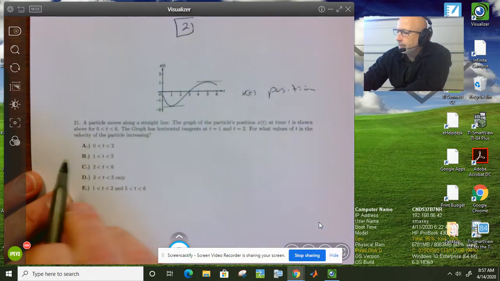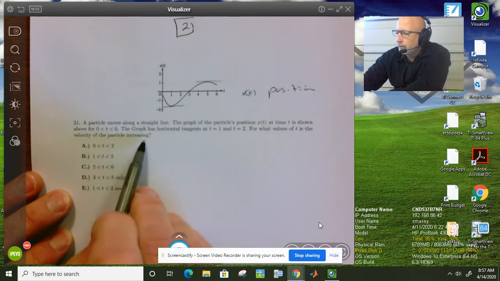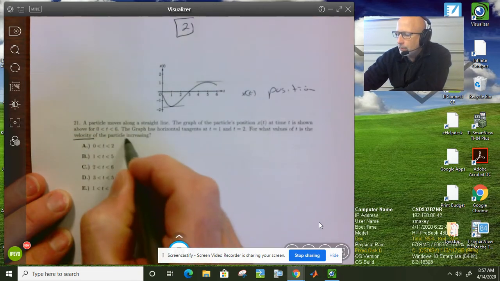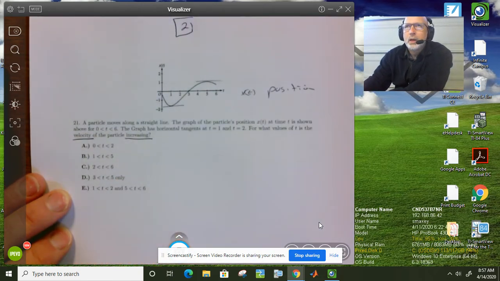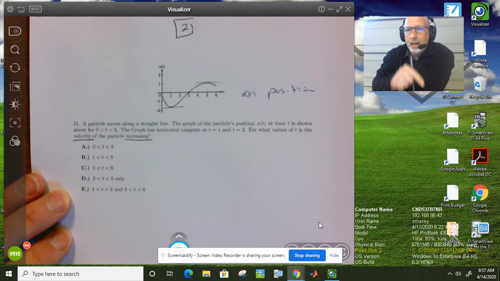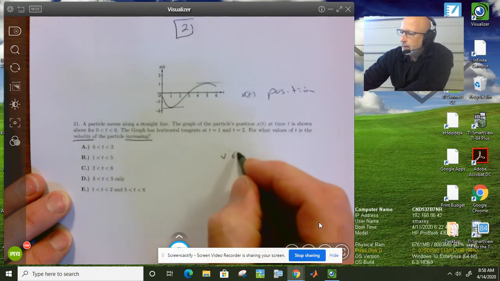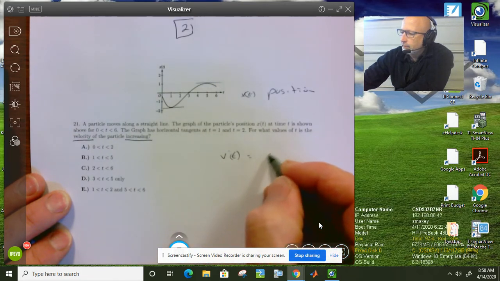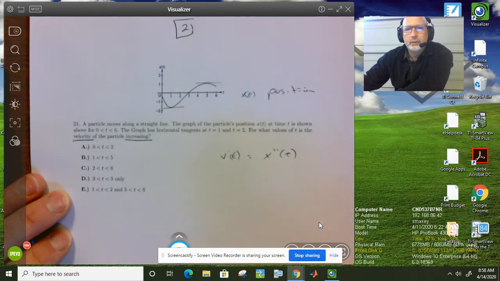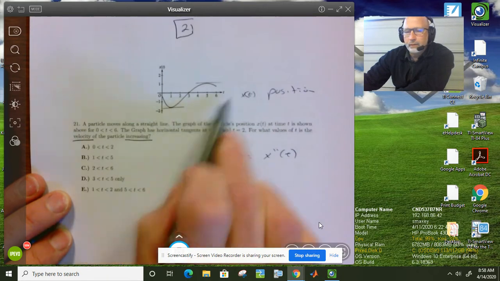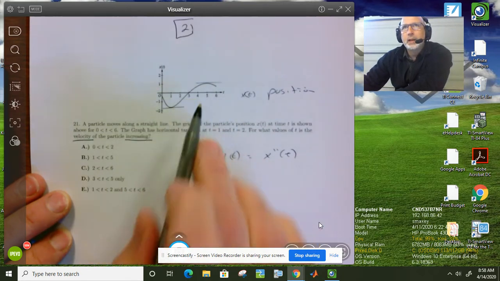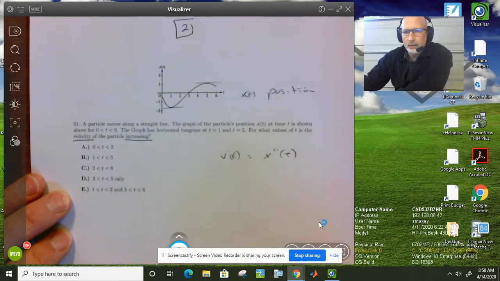For what values of t is the velocity of the particle increasing? So velocity is increasing. That means I need to know the derivative of velocity. And the derivative of velocity, so v prime of t, is equal to the second derivative of position, if we use x to represent position. So I need to know what the second derivative of this is. And when the second derivative is positive, that means velocity is increasing. When the second derivative is negative, it means it's decreasing.